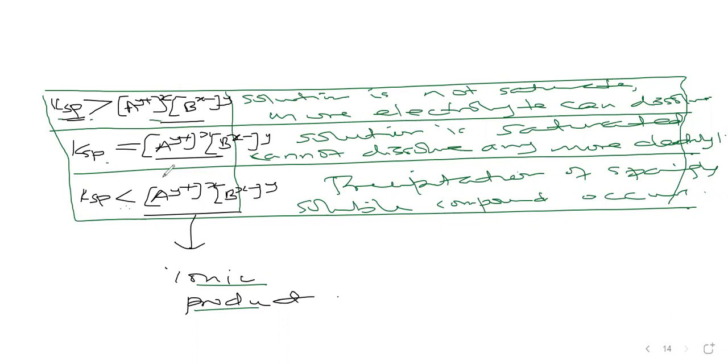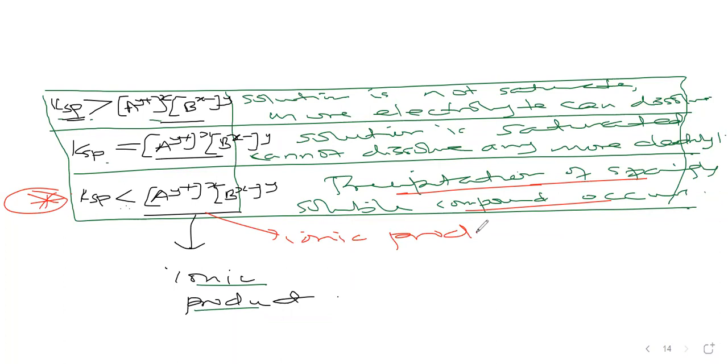And this is the main important concept I want us to understand. Whenever you see precipitation occurring, that implies that the solubility product is less than the ionic product. In other words, the ionic product exceeds KSP. It exceeds the solubility product. Have you got the three conditions?